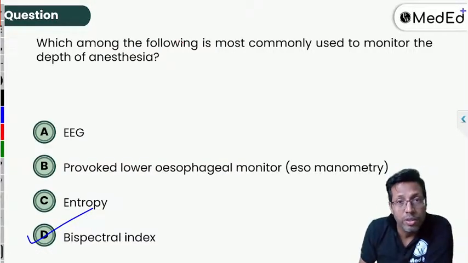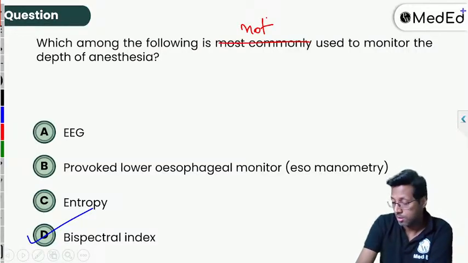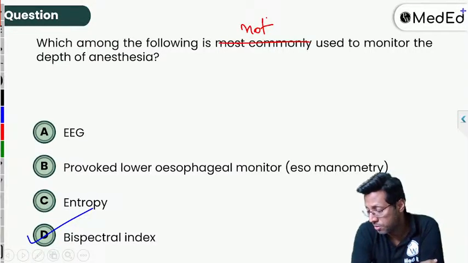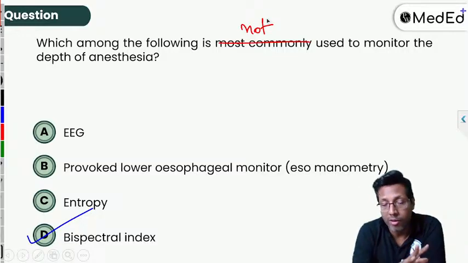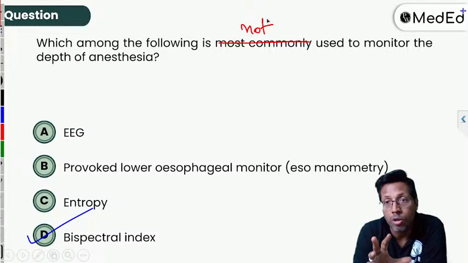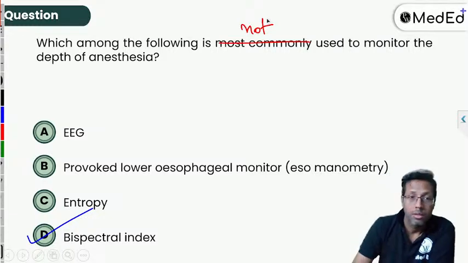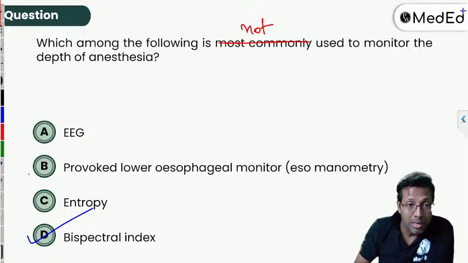Okay, let me change the question. Which among the following is not used to monitor the depth of anesthesia? Let me change the question with the same options. I think all of you are well aware of bispectral index. I'm not going into that much detail, but I just changed the question. Which among the following is not used to monitor the depth of anesthesia? Correct. In that case, the answer becomes B.